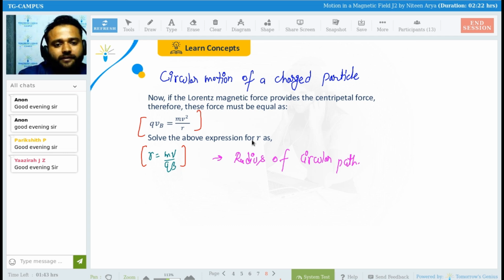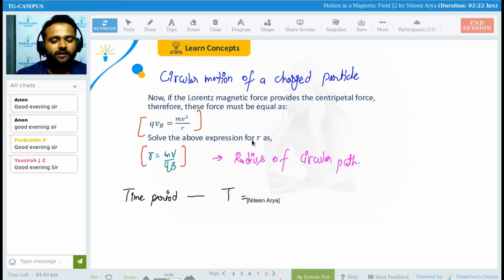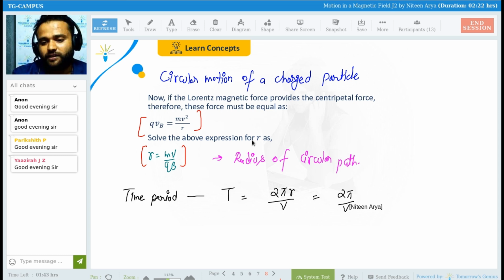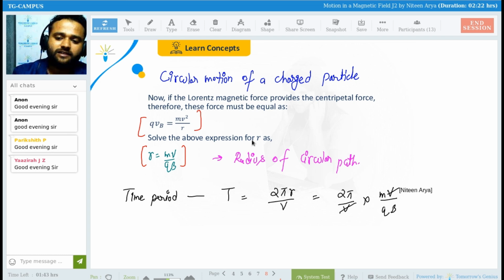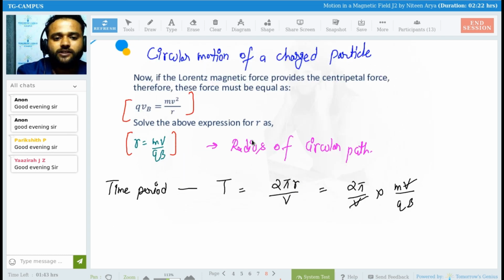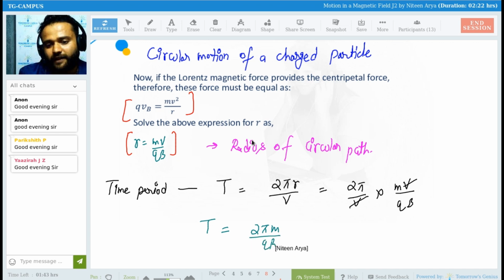Now to find the time period, because that is important also. How can you find the time period, capital T? Circumference upon velocity, right? 2 pi r upon v. This is your time period. Is this clear now, everyone? So just put this 2 pi upon v, where r is mv upon qB. So v cancels. So the time period, capital T, is 2 pi m upon qB. Very important relation.